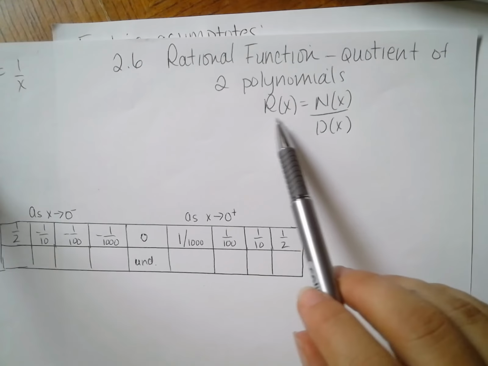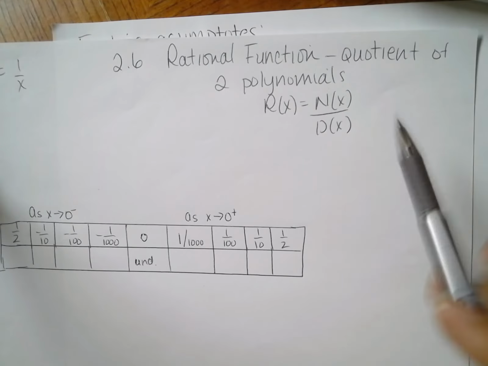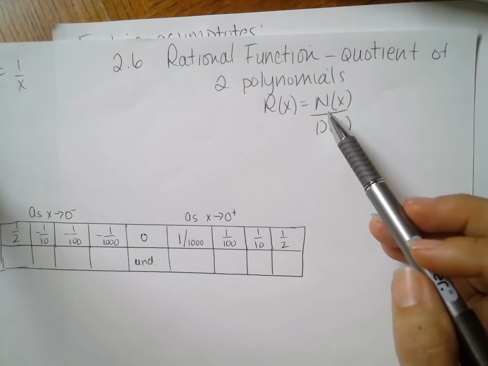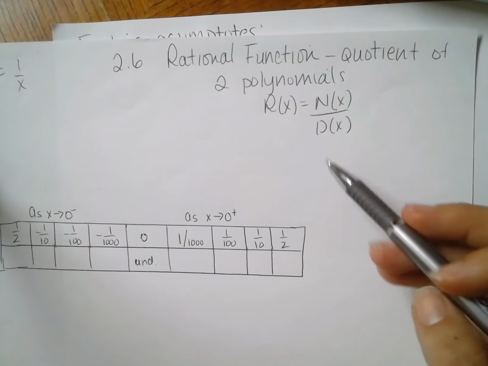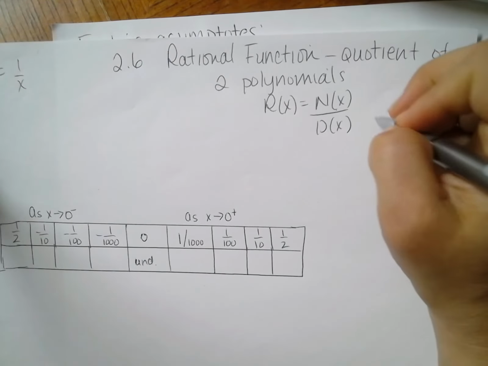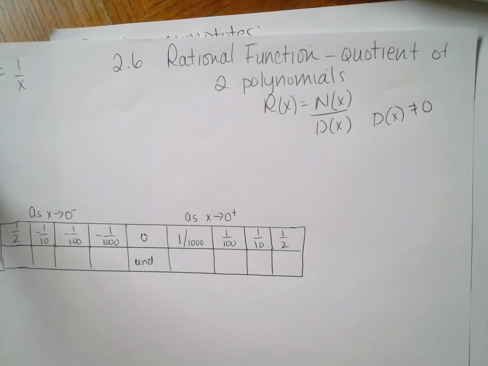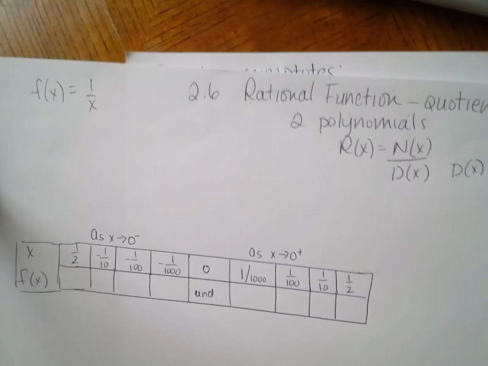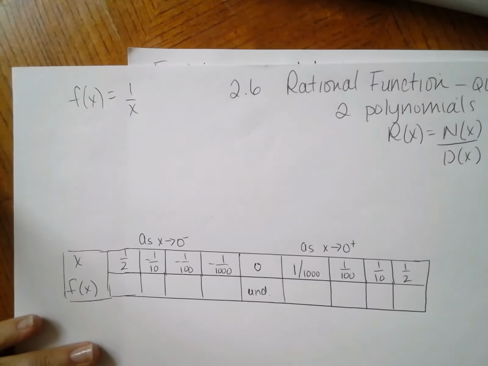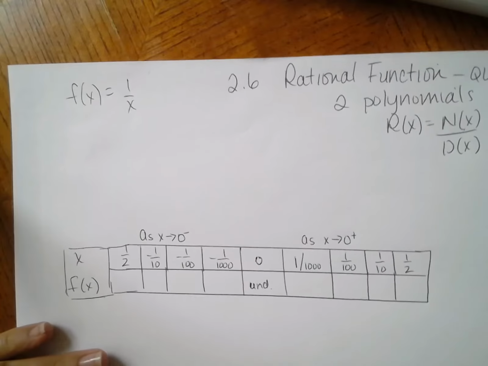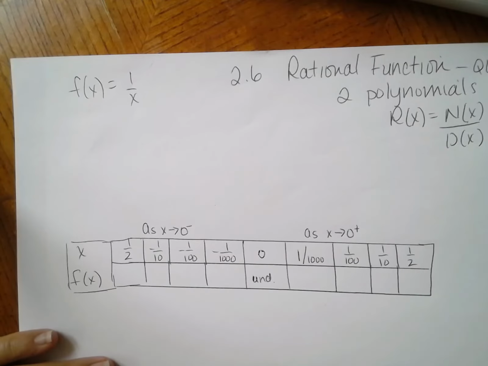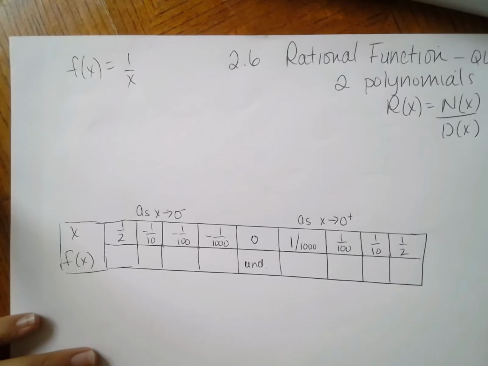So I wrote it as r of x equals n of x over d of x, where I've just called it n of x because that's the numerator, d for denominator. And of course, the domain restriction on this is that d of x can't be 0. So we're going to look at the most basic rational function that we can. This is kind of like the parent function, like with x squared, this is 1 over x. So this is the simplest one that we have.